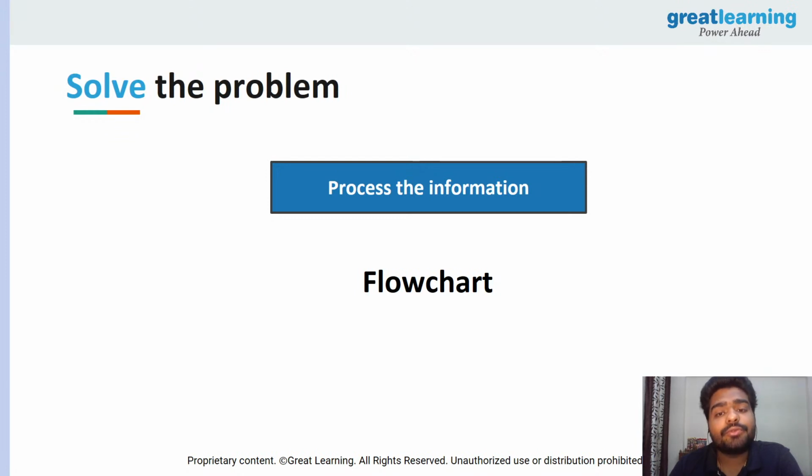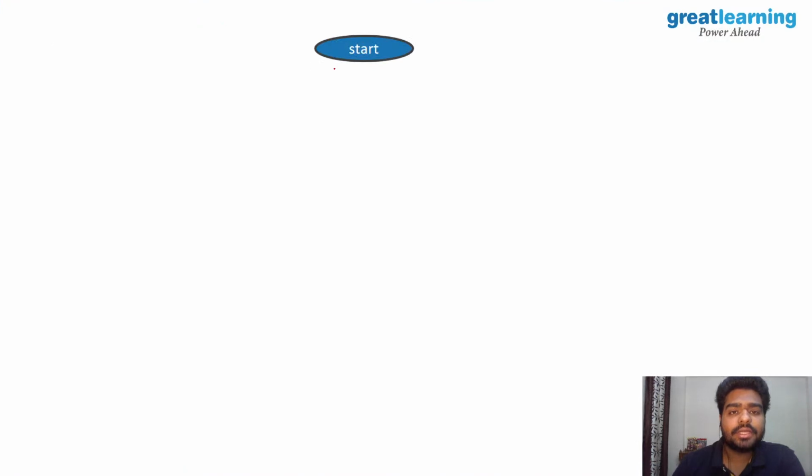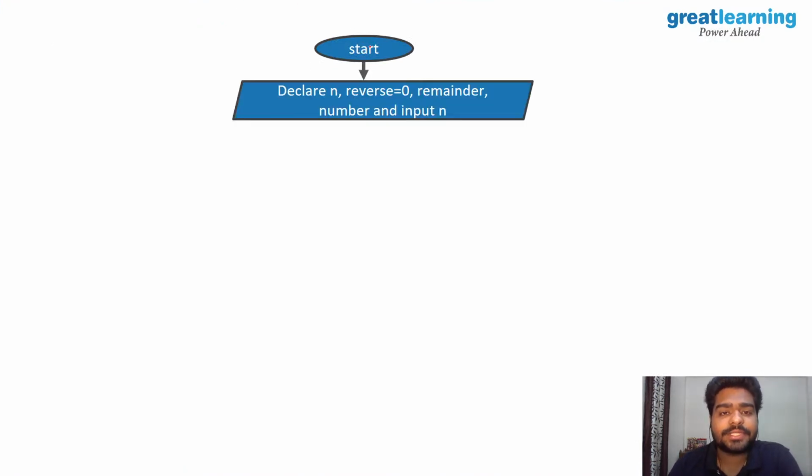That means the flow chart. We have to now process the information. Let's process it. So first the start. This is how we write it, right, in Eclipse. Then we have to declare n, reverse equal to 0, remainder, number and input n. This number is actually the temp. Okay, remember the temporary variable which I took? This is what it is. So we have n, reverse equal to 0, the number and the input n. So we have to input n. Let's say again the number is 121.